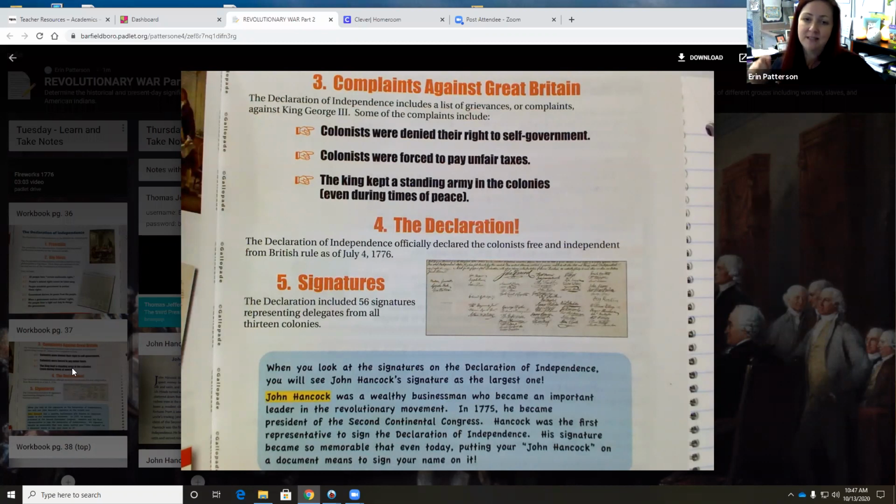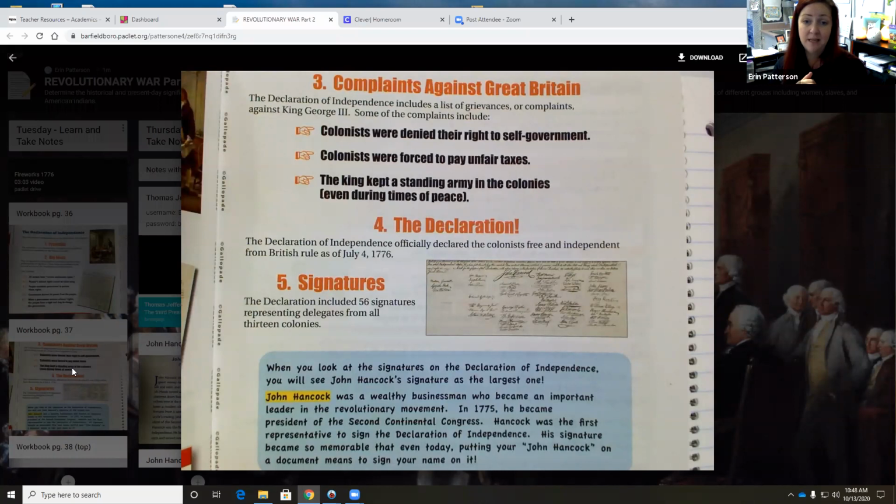One of the big ones is the colonists were denied their right to self-government, meaning that they had no say in their government. They had no say in how laws were affecting their lives. The colonists were forced to pay unfair taxes. The colonists didn't feel like all those taxes we talked about, the Sugar Act, the Stamp Act, the Tea Act, they didn't feel like those were fair.